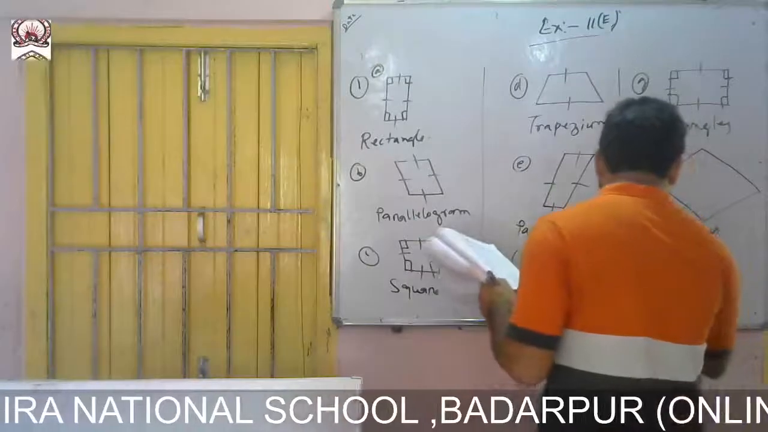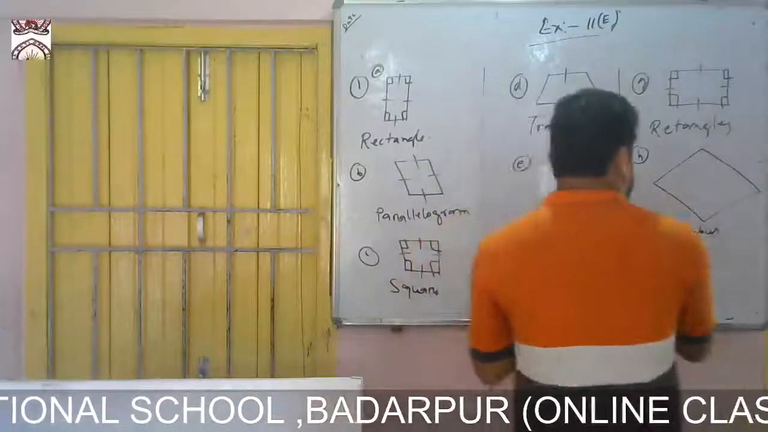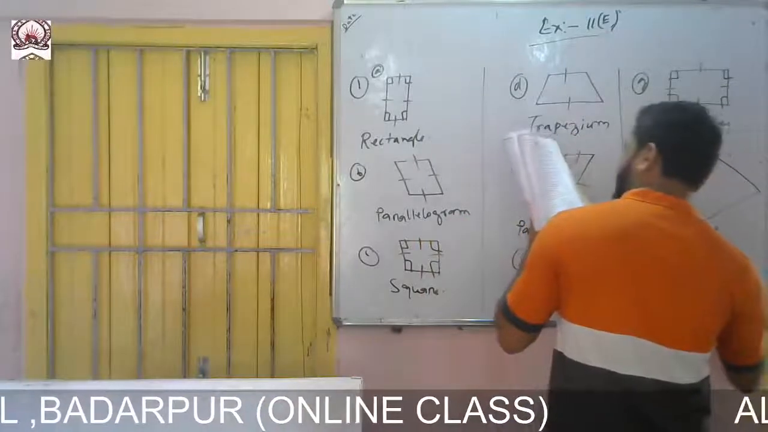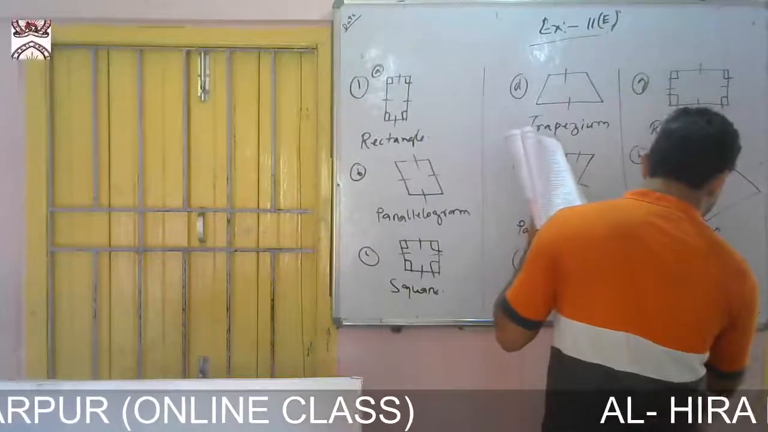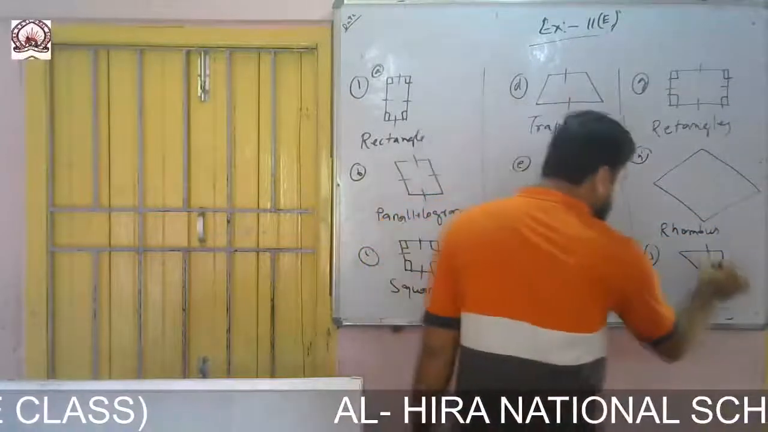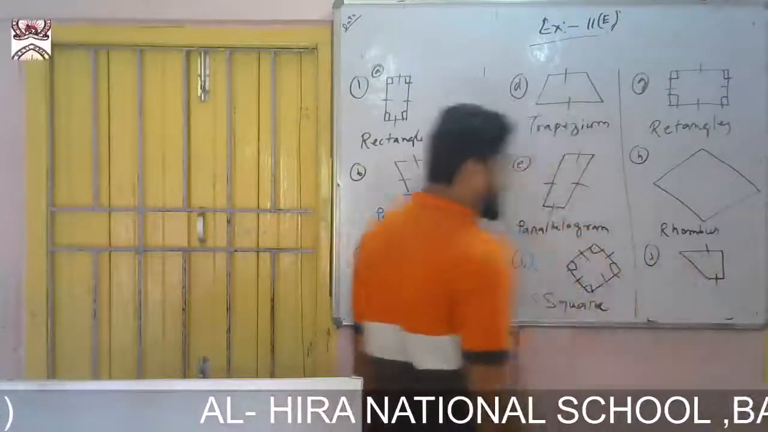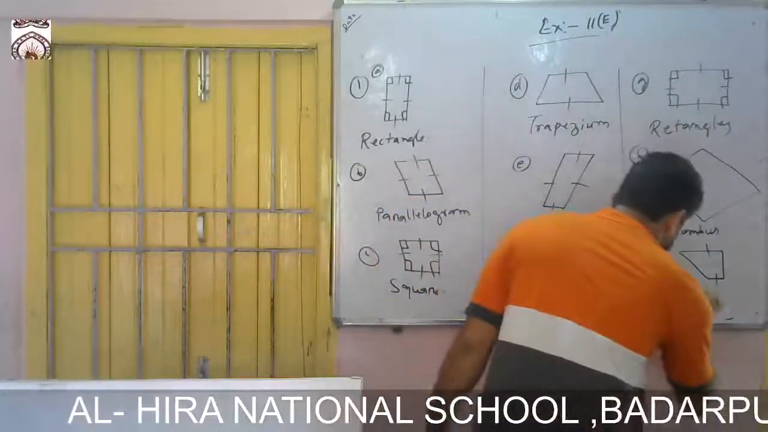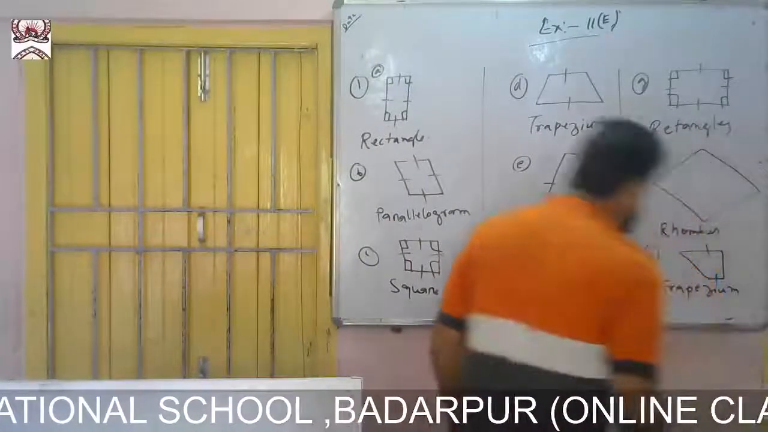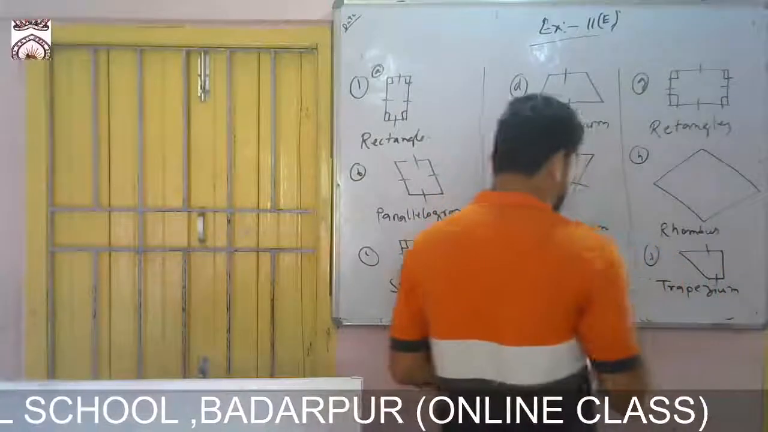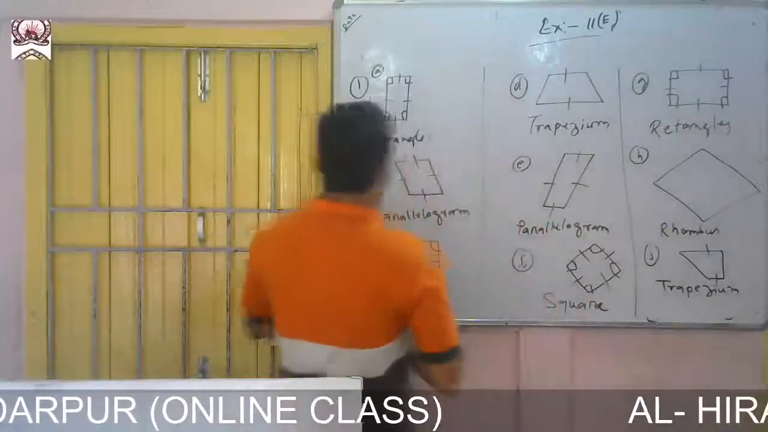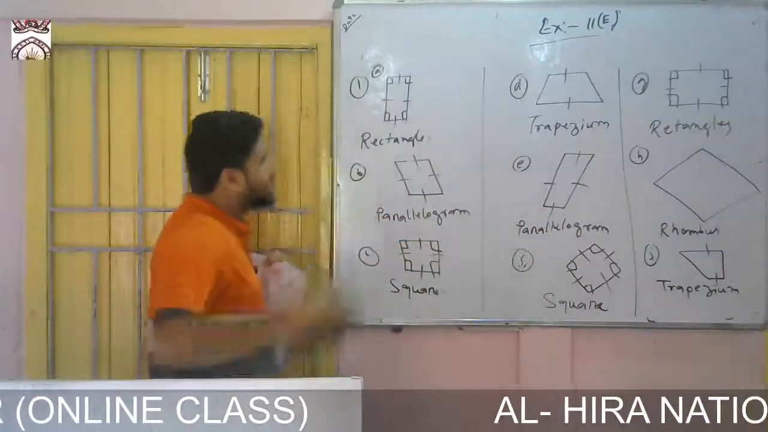Now I, what is there? The figure is like this. So this is also a trapezium. How? This side and this side are equal, and these two sides are unequal. So this is also a trapezium. Now come to J. So J again will be a rhombus.